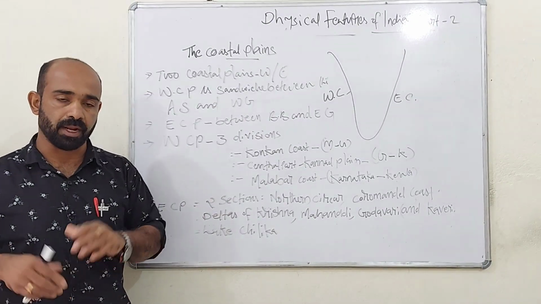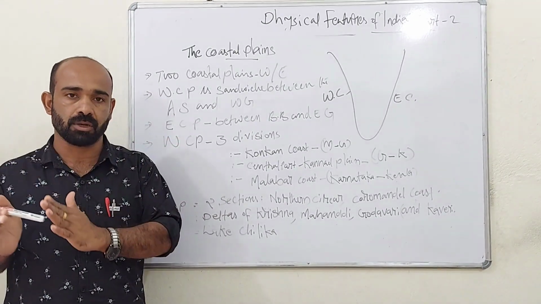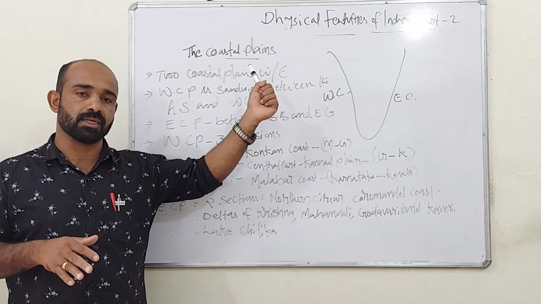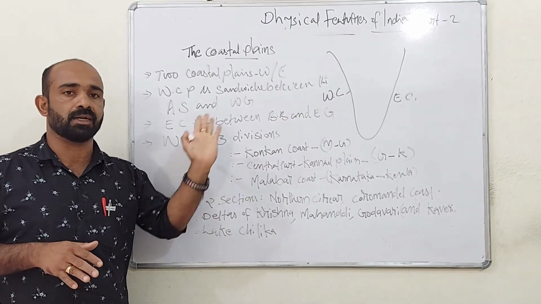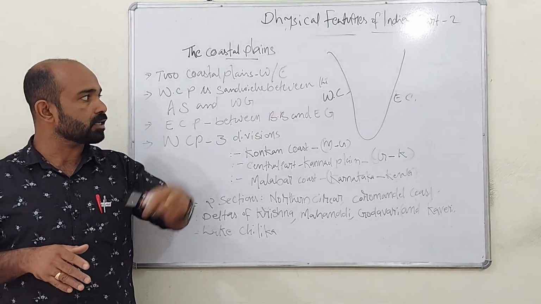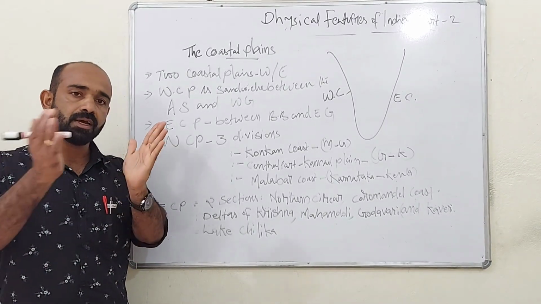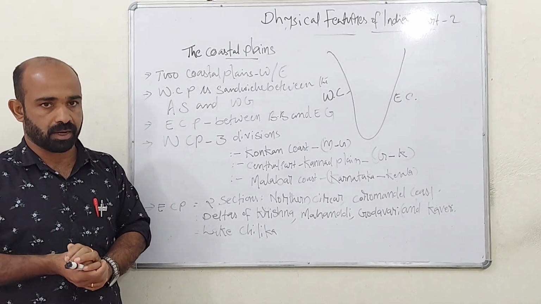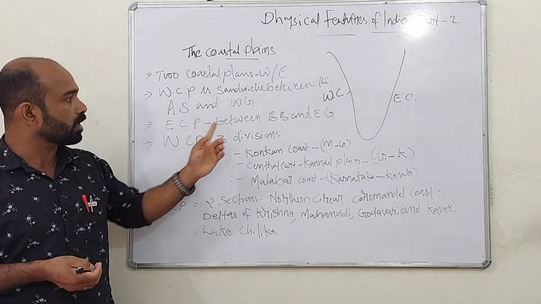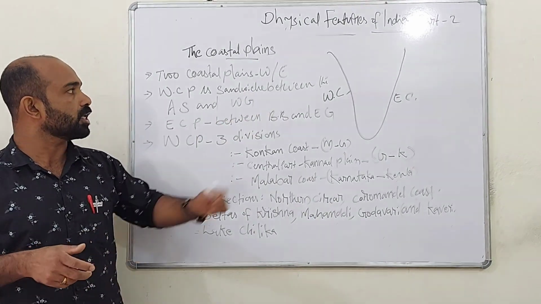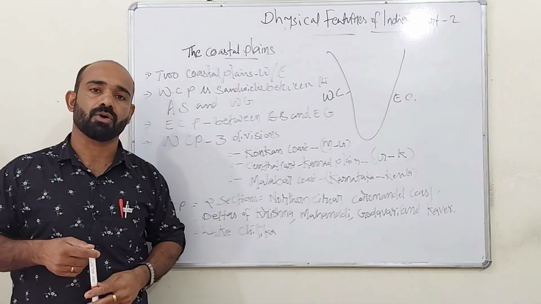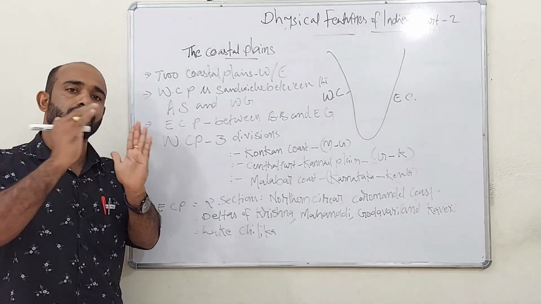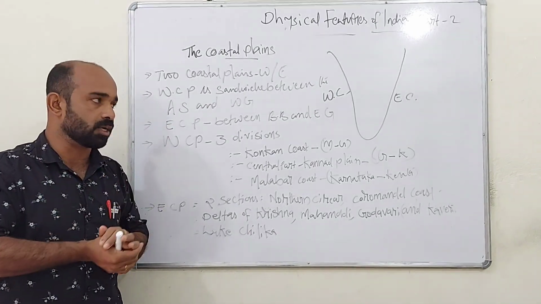We have two coastal plains, Western Coastal Plain and Eastern Coastal Plain. Western Coastal Plain is sandwiched between Arabian Sea and Western Ghat. Similarly, the Eastern Coastal Plain is sandwiched between Eastern Ghat and Bay of Bengal. Western Coastal Plain has three divisions. The northern portion is known as Konkan Coast, located in the states of Maharashtra and Goa.